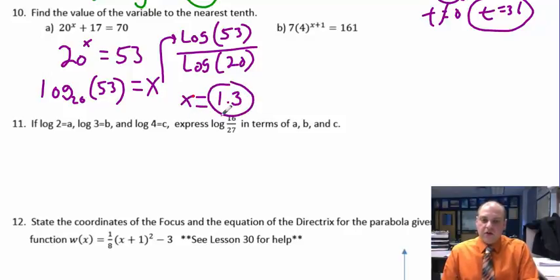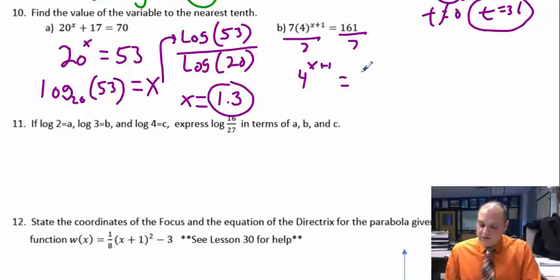So x equals log 1.3 when you divide those logs. Similar here, divide out the 7 first. You end up getting 4 raised to the x plus 1 power. See that variable up in the exponent? 161 divided by 7 is 23. Again, 4 and 23, not going to get a common base.